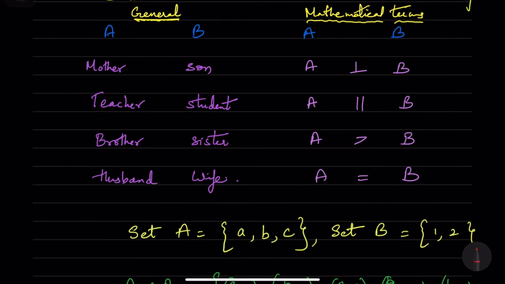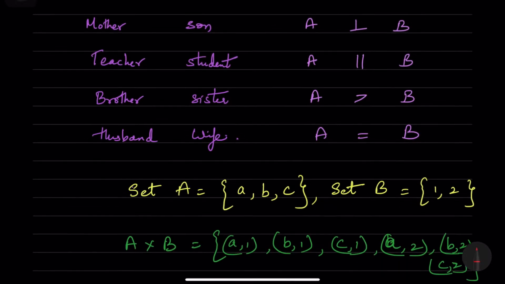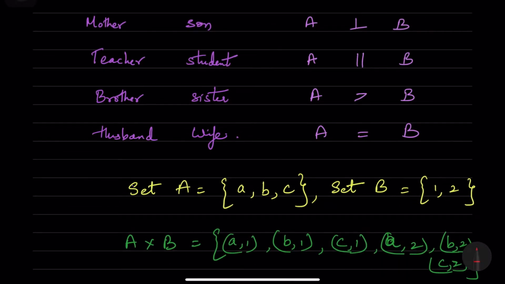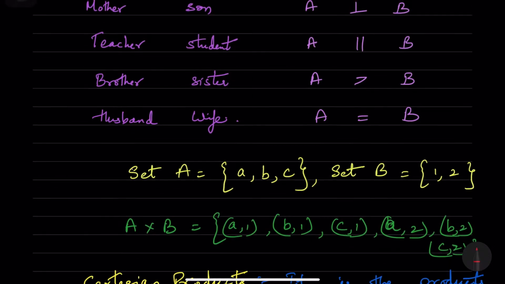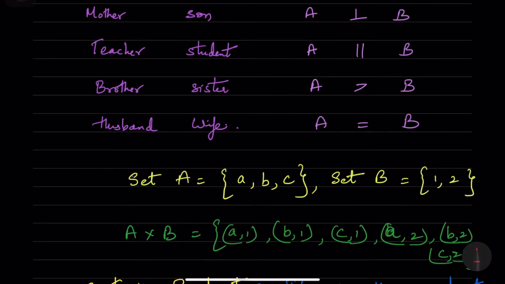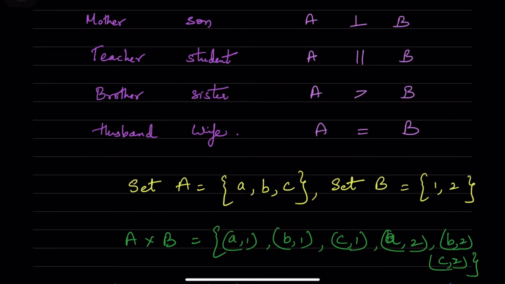Suppose we define a set A as {a, b, c}, set B as {1, 2}. So now, what is this A cross B equal to? That is a product of two sets. So how are we writing this product of two sets? We are writing it as {(a,1), (b,1), (c,1), (a,2), (b,2), (c,2)} with a comma in between. Brackets have been written, and you have closing with the braces. That is nothing but A cross B.